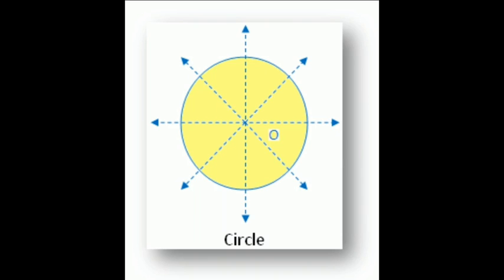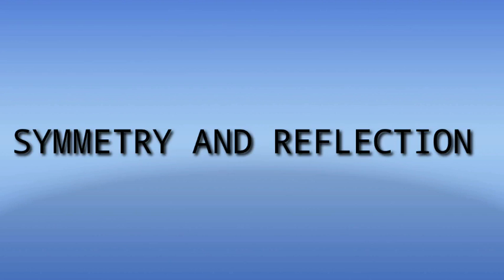Children, can you see a circle here? We have drawn many diameters here. All the diameters of the circle are lines of symmetry. So, a circle has many lines of symmetry, or an infinite number of lines of symmetry, because all the diameters are the lines of symmetry for a circle. Now you understood symmetry and the lines of symmetry.